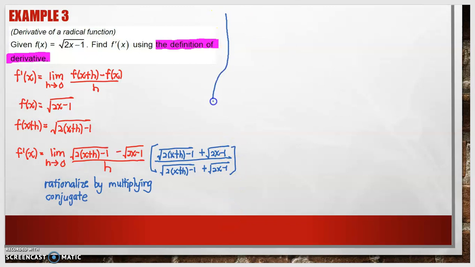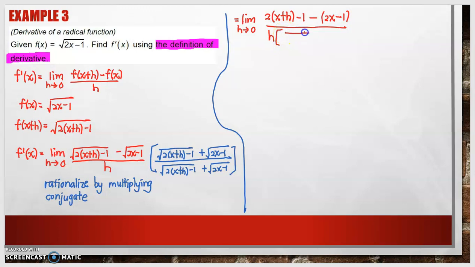So we try to expand. Here is the limit as h approaches 0. When a square root is multiplied by a square root, we only leave the terms inside the radical, which is 2(x plus h) minus 1. The same here: negative times positive is minus, and square root times square root is 2x minus 1, over h in the bracket. We put a square bracket, which is the square root of 2(x plus h) minus 1 plus the square root of 2x minus 1. As we all know, the middle terms will cancel out, so I just multiply the front with the front and the back terms with the back terms.